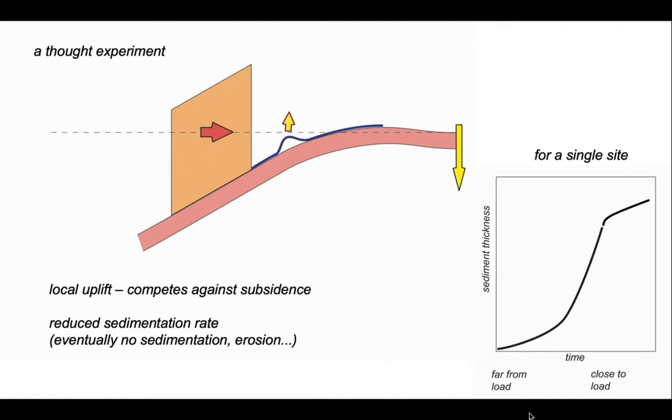And if this folding continues and outcompetes the subsidence, eventually there will be no sedimentation across this part of the basin. Indeed, those basin sediments could start to be eroded and cannibalized out into the sediment transport system. So let's see how this plays out in the Himalayan foredeep.